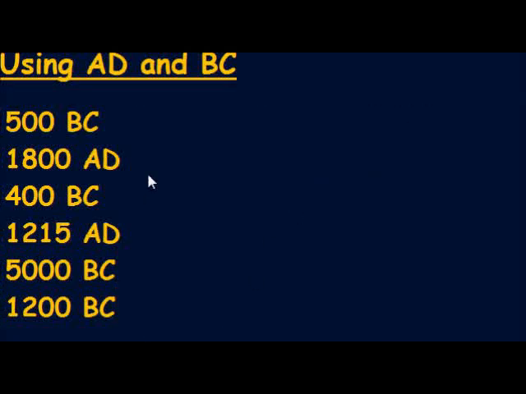Okay, so I've given you a list of years that end in both BC and AD, and I'd like you to put them into chronological order. Now listen very carefully to this bit because I'm going to explain how to do this. Firstly, put the BC years in order. Remember the rule when we're working with BC years.